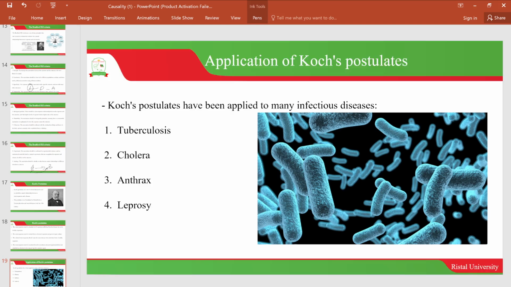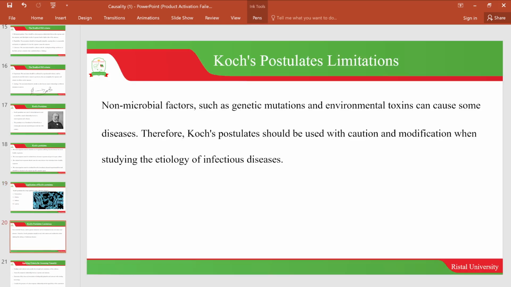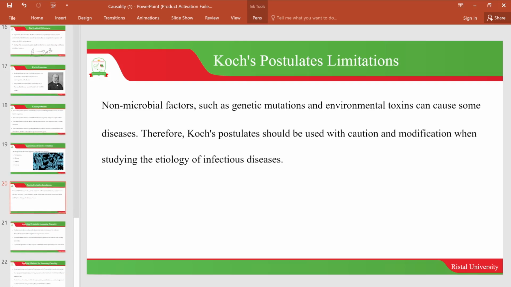So where do we apply that? Postulates are related more to infectious diseases that are caused by infectious agents, so microbes, whether it is bacteria, viruses, and the rest. Talking about tuberculosis, HIV, hepatitis B, cholera, anthrax, leprosy, and many other infectious diseases. So the challenge is that we can only apply Koch's postulates in infectious diseases. You may not really apply them to non-communicable diseases. Okay? That's the challenge with his work.